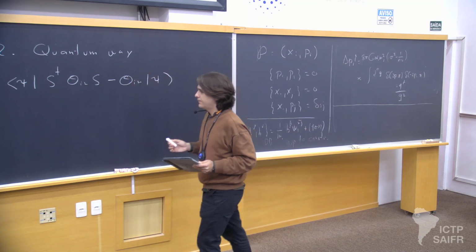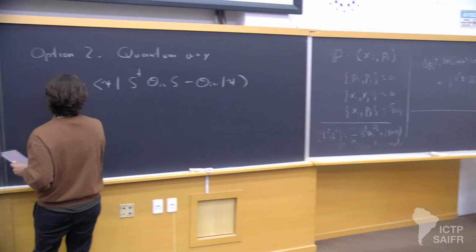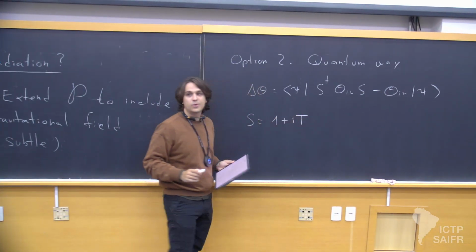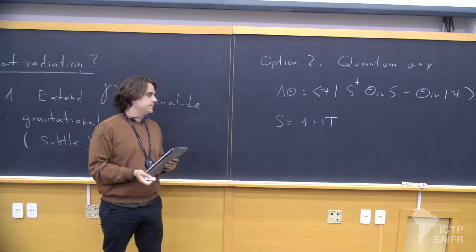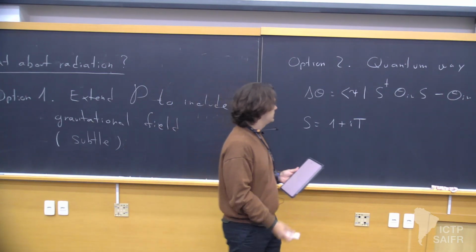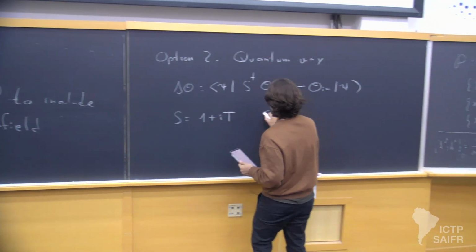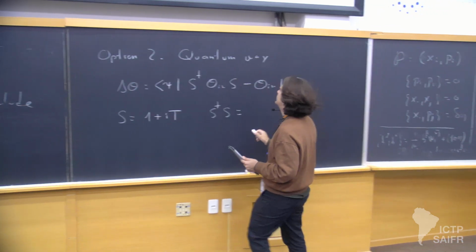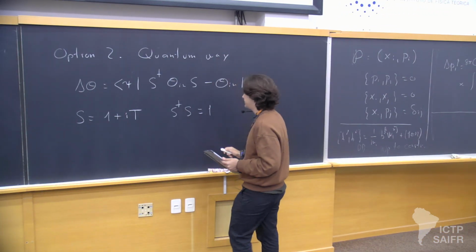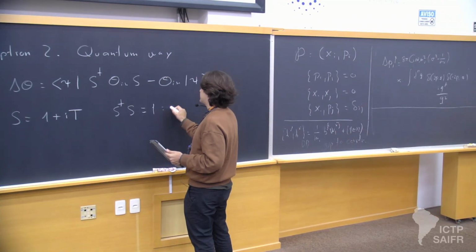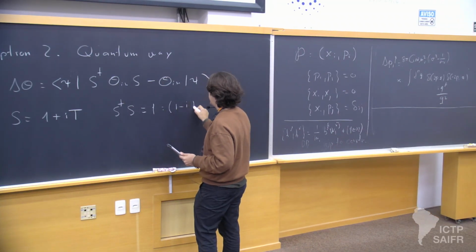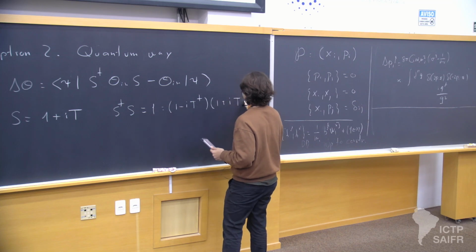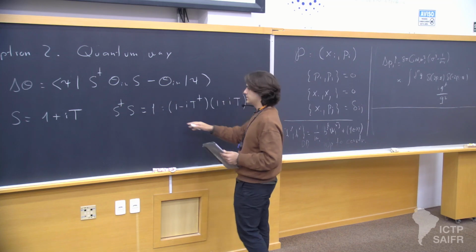Okay. So first of all, as we usually do in the quantum theory, I'm just going to write S as 1 plus iT. Okay. And also, I'm going to use unitarity of the S matrix. So unitarity of the S matrix tells me that S dagger S equals 1. Right? I can also write this as 1 minus i T dagger times 1 plus iT equals 1.